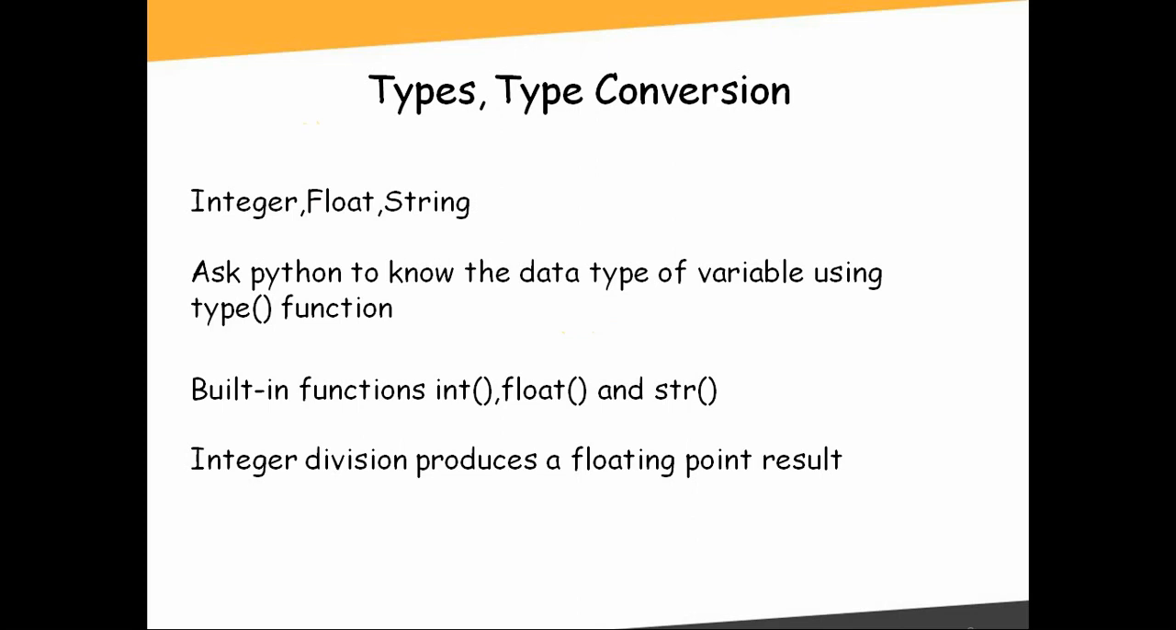Then float, it is decimal. It contains decimal values like 2.5 or minus 2.5, 3.5, like that. Then integer is a whole number. Negative numbers will come, 0 will come, positive numbers will come, like minus 1, minus 2, 0, 1, 2. Anything can come without a decimal value. So that is integer. If you want to know the data type of a variable, you can use the type function here.